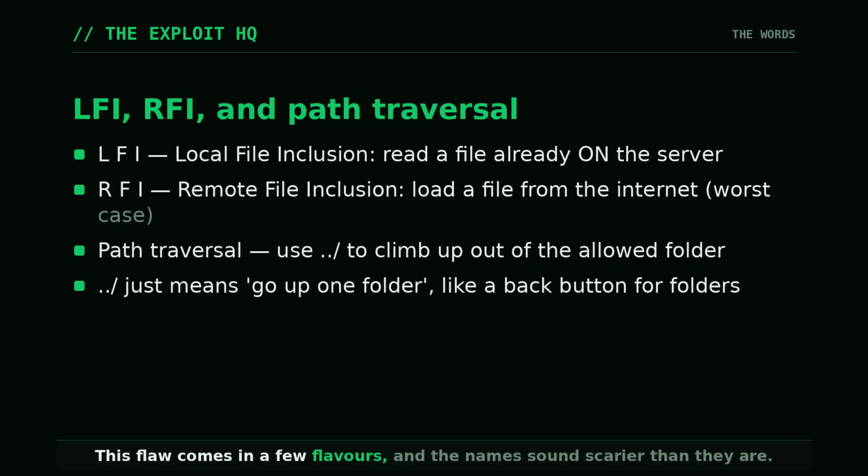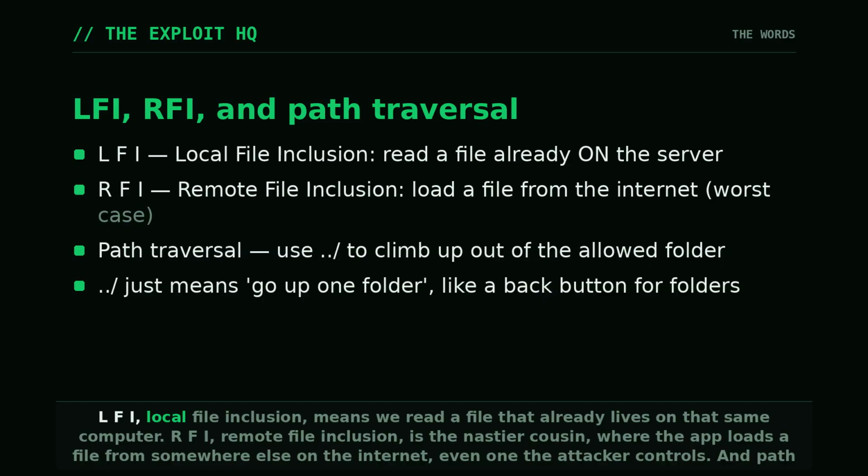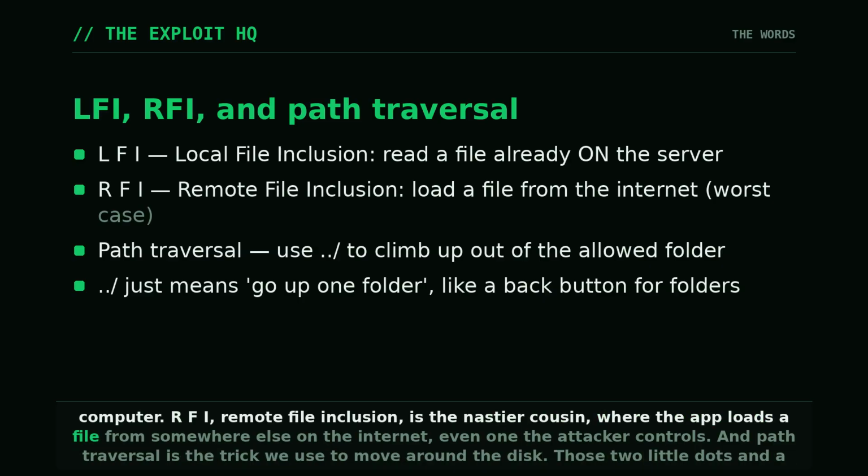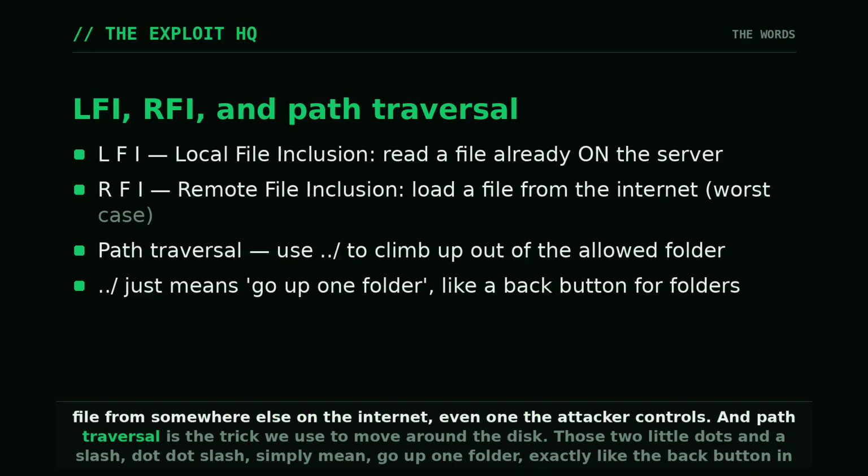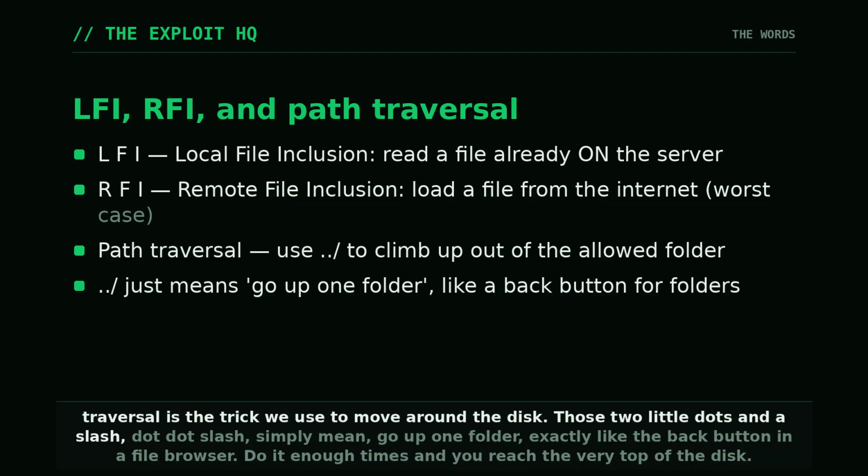This flaw comes in a few flavors, and the names sound scarier than they are. LFI, local file inclusion, means we read a file that already lives on that same computer. RFI, remote file inclusion, is the nastier cousin, where the app loads a file from somewhere else on the internet, even one the attacker controls. And path traversal is the trick we use to move around the disk. Those two little dots and a slash, ../, simply mean go up one folder, exactly like the back button in a file browser. Do it enough times, and you reach the very top of the disk.